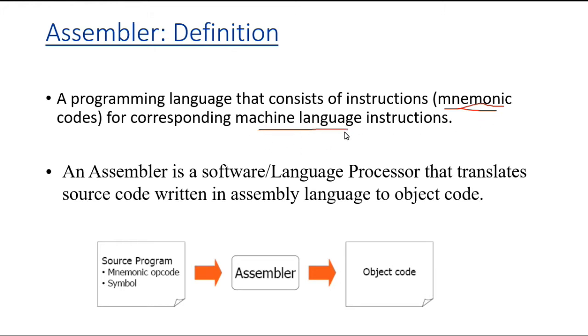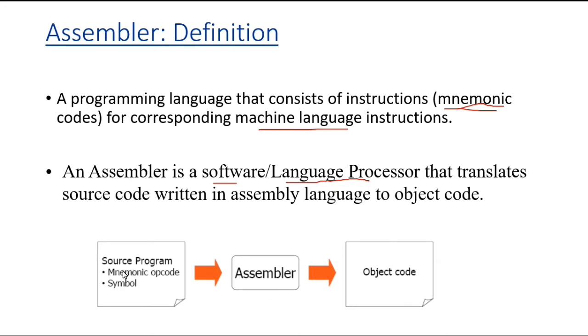So machines basically understand machine language, and corresponding to each machine language instruction, the assembly language mimics the instructions of machine language. And therefore, we have an assembler. An assembler is a software, or you can say a language processor, because there is a translation from assembly language into object code, that is the machine understandable language. Hence, an assembler is a language processor that translates the source code, which is written in assembly language, to a machine understandable object code.